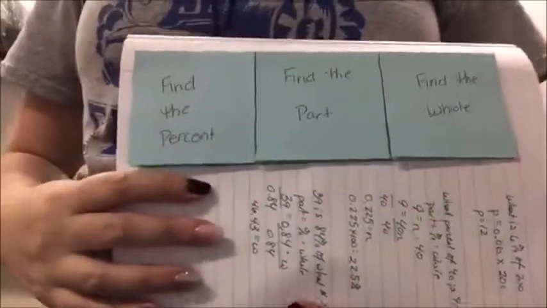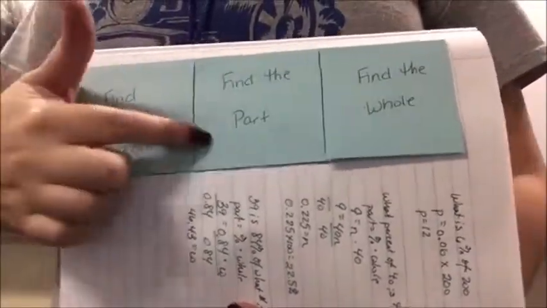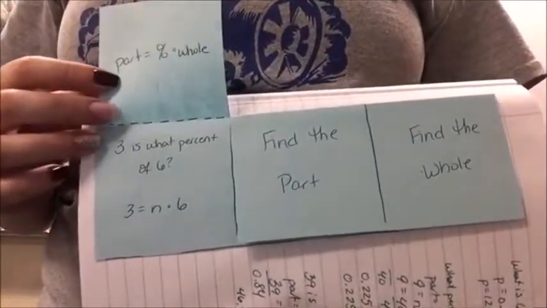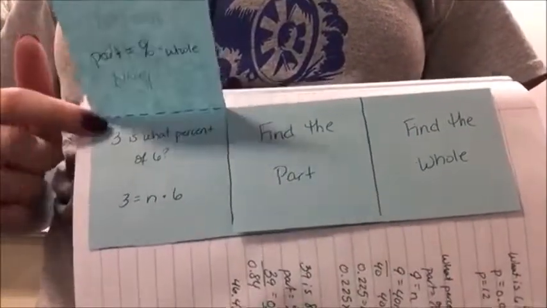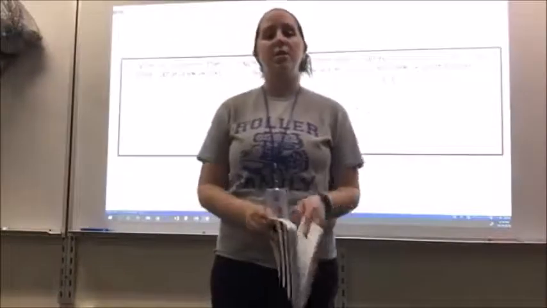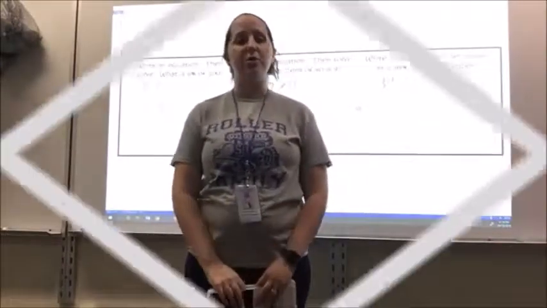Okay. You also have a foldable for this, for if you're finding the percent, the part, or the whole, and it gives you an example. Again, it gives you the equation, part equals percent times whole, and then it gives you an example of how to set it up. Okay? So that is the end of Chapter 2, Lesson 4.